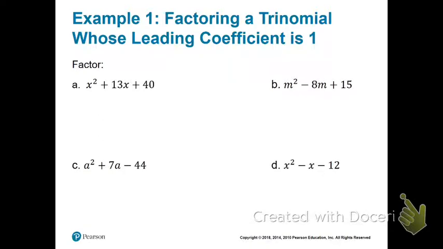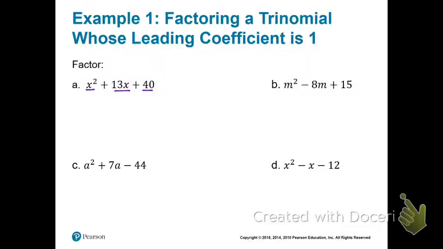Alright, so look at example 1 here. We're going to factor x squared plus 13x plus 40. Remember, our first step is greatest common factor. So do they have a greatest common factor? They do not. Second step, count the number of terms. There's 3 terms. So it's a trinomial. So is it simple or an alien? It's going to be a simple trinomial because it has a 1 at the beginning. If it has any number other than a 1 there, it's an alien.